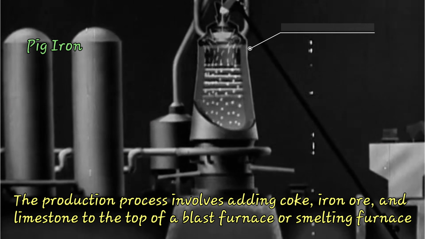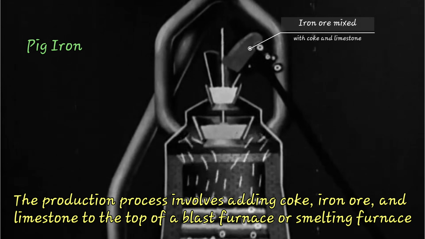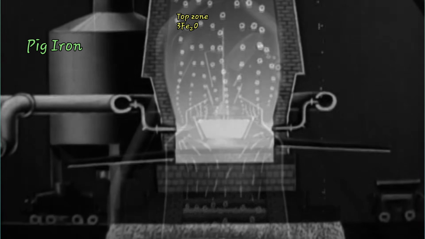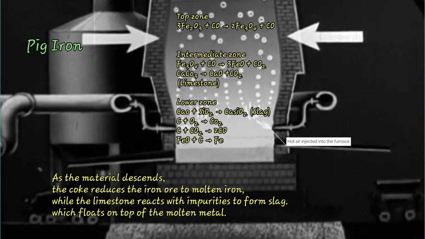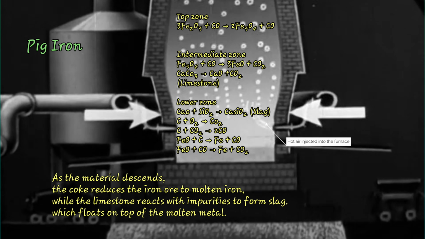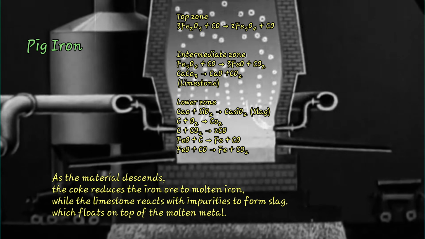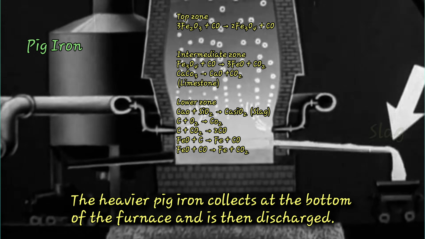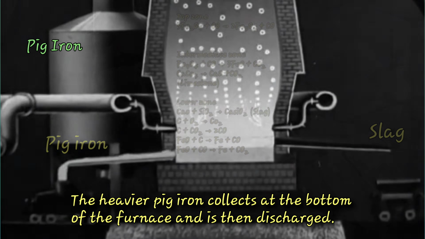The production process involves adding coke, iron ore, and limestone to the top of a blast furnace or smelting furnace. Hot air is injected from the bottom to ignite the coke. As the material descends, the coke reduces the iron ore to molten iron, while the limestone reacts with impurities to form slag, which floats on top of the molten metal. The heavier pig iron collects at the bottom of the furnace and is then discharged.